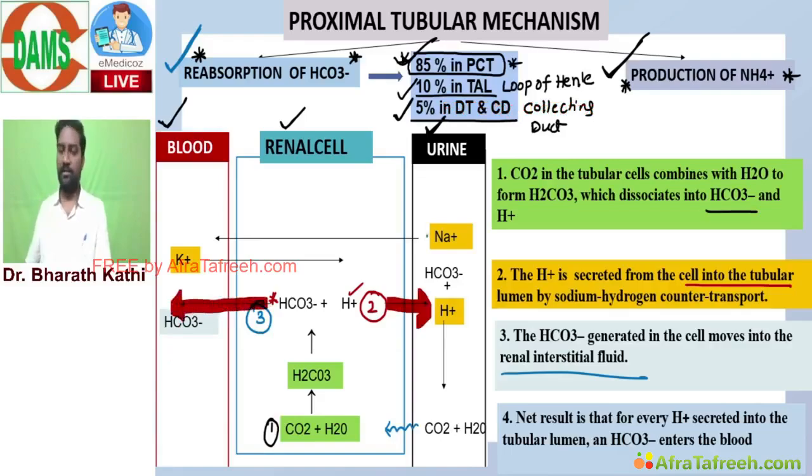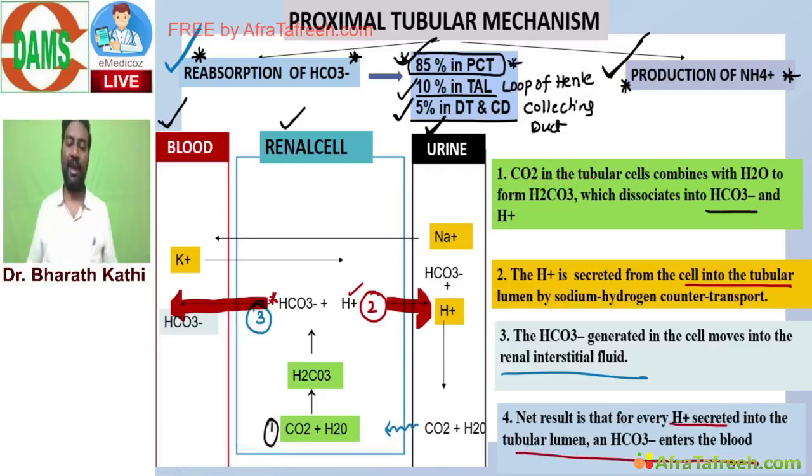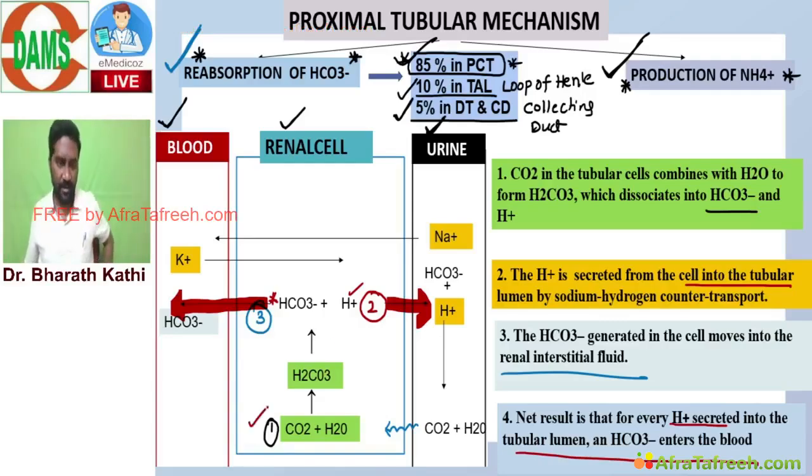Bicarbonate. The net result is, for every H plus secreted into the tubular lumen, bicarbonate enters the blood. Very important mechanism. CO2 plus H2O was the first step. It was giving rise to H2CO3. This divided into H plus and HCO3 minus. H plus went into the urine because Na plus has been taken in. So Na plus ultimately reaches the blood.